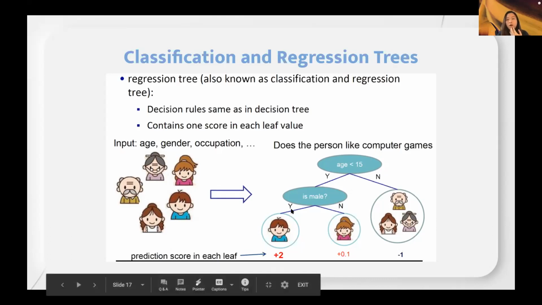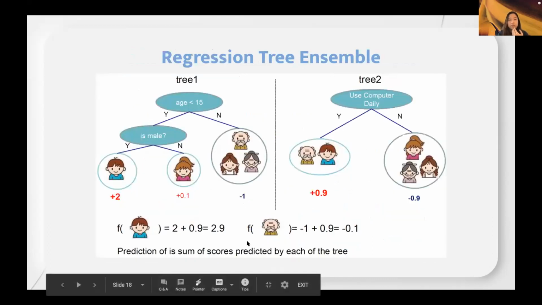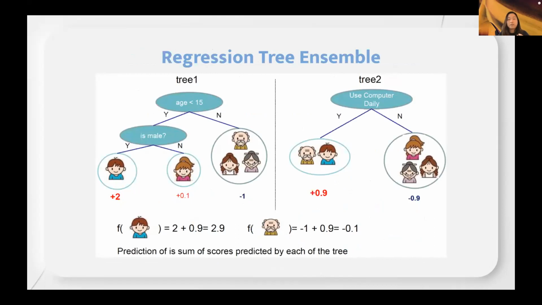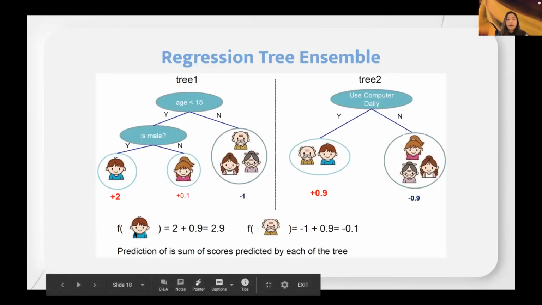Those scores are really important when it comes to regression tree ensembles, because we're basically just putting those numbers together, taking the different prediction scores for each data point from each regression tree and summing them up. As you can see here, for this little boy, if we have only two trees, the idea in this ensemble is that we want the prediction score to be the two scores from each regression tree summed up. So here it's just 2.9, which is 2 plus 0.9. The prediction is the sum of scores predicted by each of the trees.